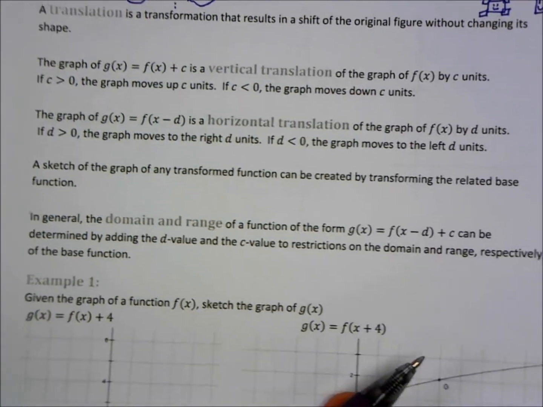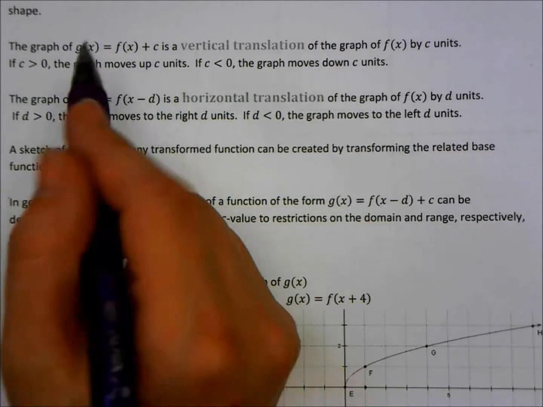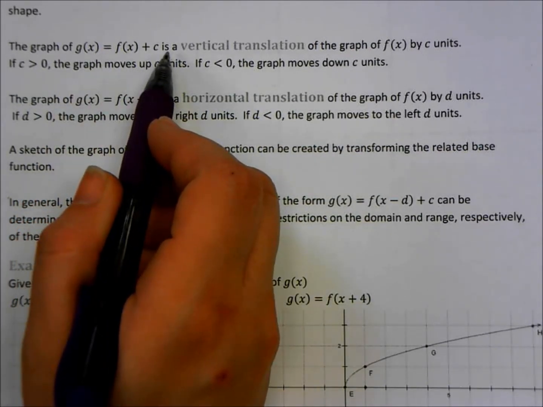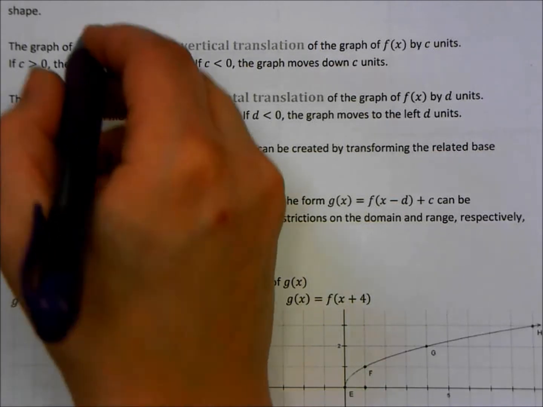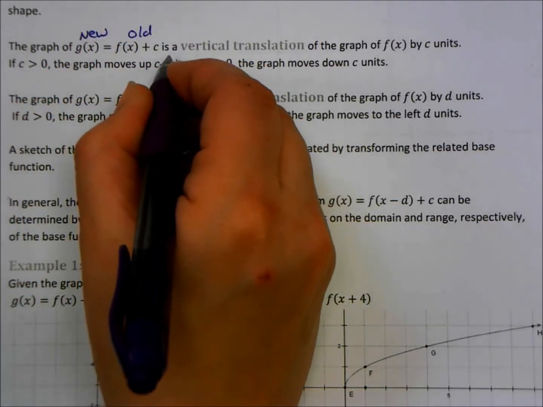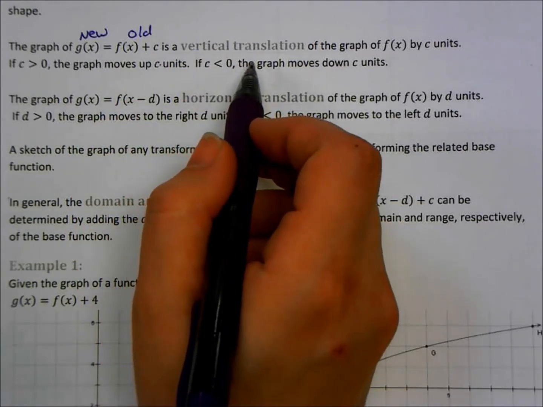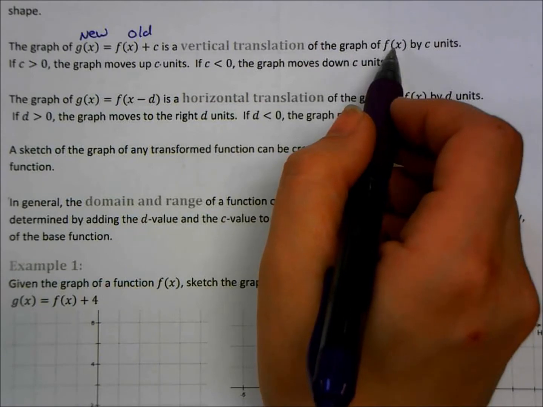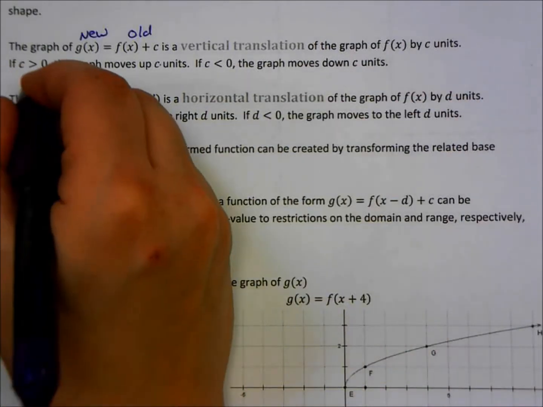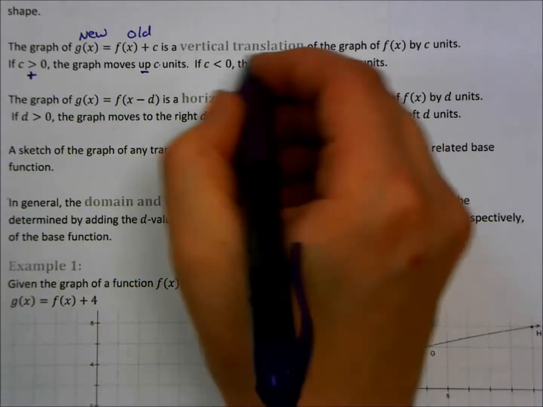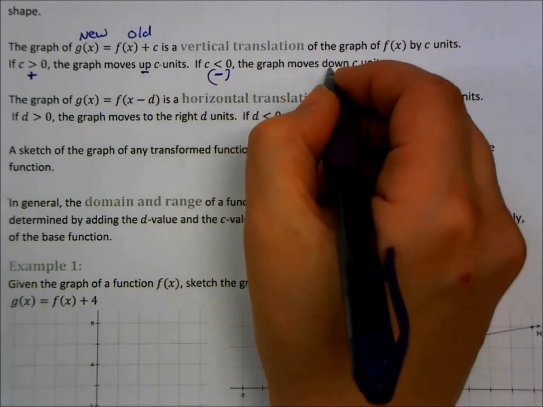So how do we write this in function notation? Well, we say the graph g of x equals f of x plus c. So our new graph is the same as our old graph plus some constant. This is a vertical translation of the original graph by c units. If c is greater than 0, if it's positive, the graph moves up. If c is negative, the graph moves down.